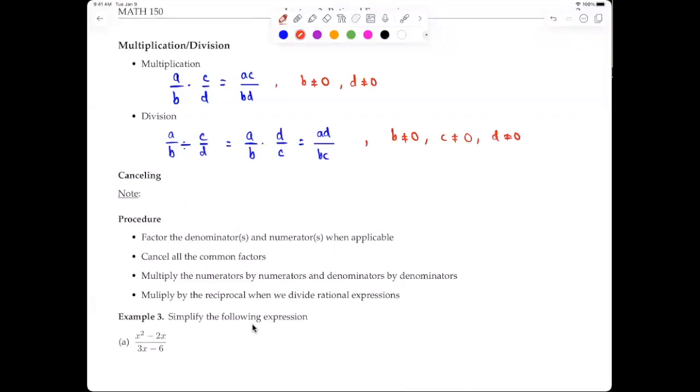For canceling, again, I have mentioned this point earlier that you have to find the conditions of the denominators before making any cancellations. Okay. Find the conditions before making any cancellations.